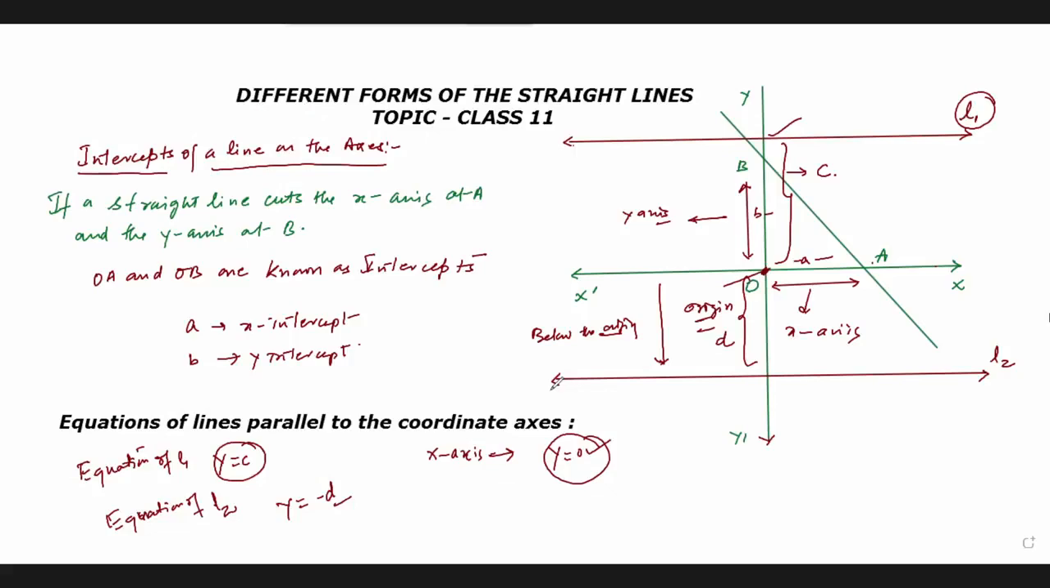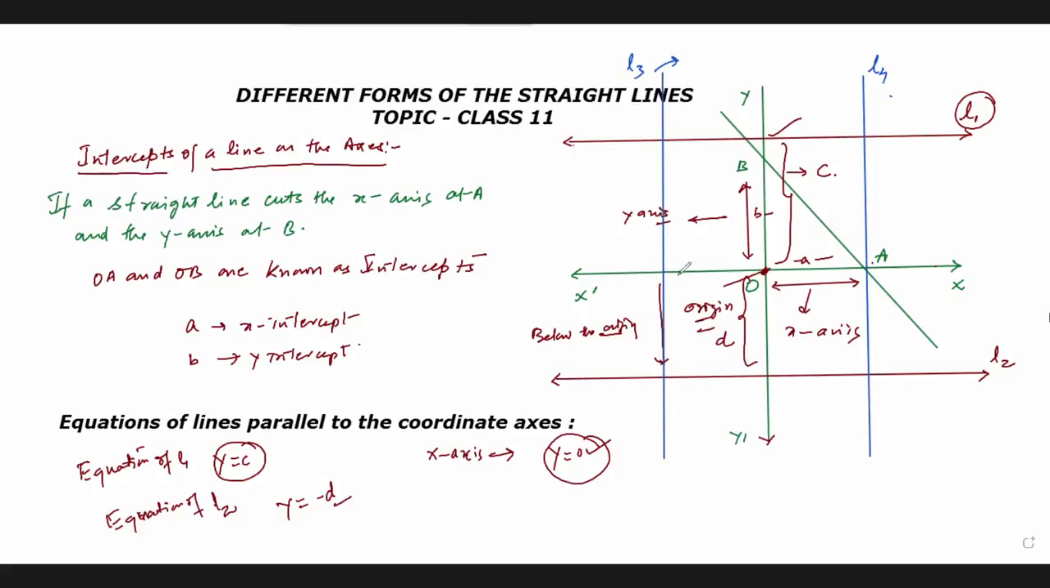Now, if you ask me what will happen if a line is parallel to the y-axis? Again, I will say that if a line is parallel to the y-axis, then only two conditions are possible. My line can be on the left-hand side of my y-axis or it can be on the right-hand side of my y-axis. So suppose I name them L3 and L4. L3 is a line which is parallel to the y-axis, but it is towards the left-hand side of my origin.